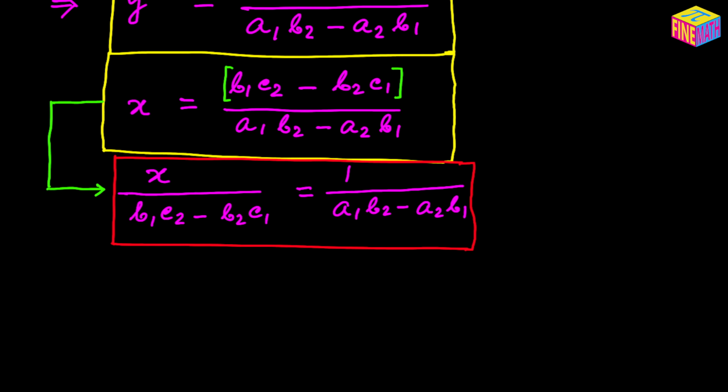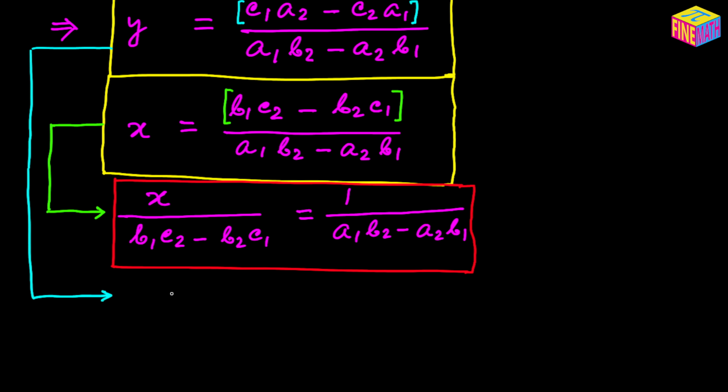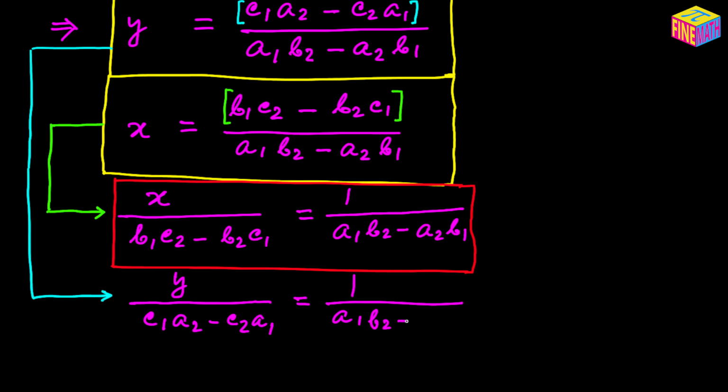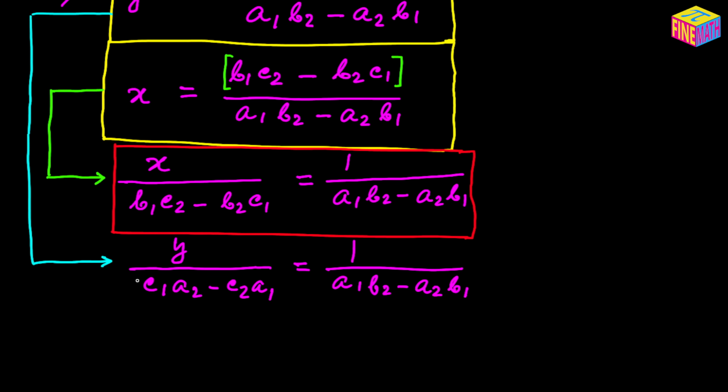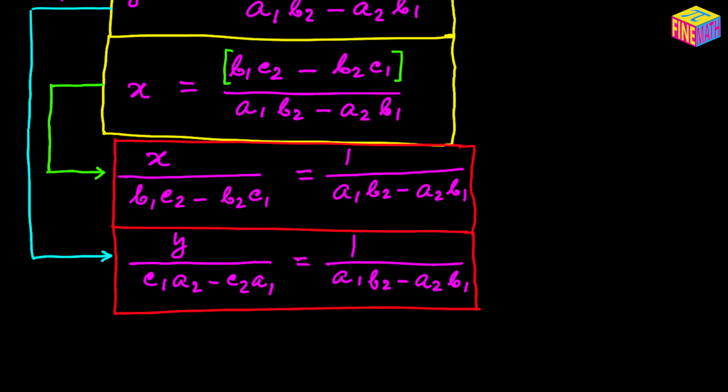So now for y, what we are going to do? For y also, let's try to do a similar thing here. So here we can say y divided by (c sub 1 a sub 2 minus c sub 2 a sub 1) is equal to 1 divided by (a sub 1 b sub 2 minus a sub 2 b sub 1). And then from these two new red boxes, we can clearly see that both of the left sides are equal to the right side, right? The right hand side is same for both of them. So from here we can talk about a very generic formation here.